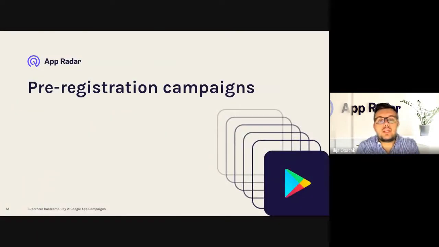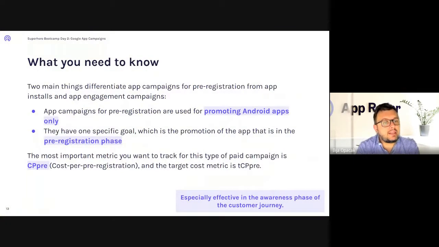And last but not least, pre-registration campaigns. Two main things differentiate app campaigns for pre-registration from app campaigns and app engagement campaigns. App campaigns for pre-registration are used for promoting Android apps only. That's the first differentiating factor. The second one is that they have only one specific goal, which is the promotion of an app that is in the pre-registration phase. The most important metric you want to track for this type of paid campaign is the CPPre, cost per pre-registration, and the target cost metric is the targeted cost per pre-registration, especially effective in the awareness phase of the customer journey.